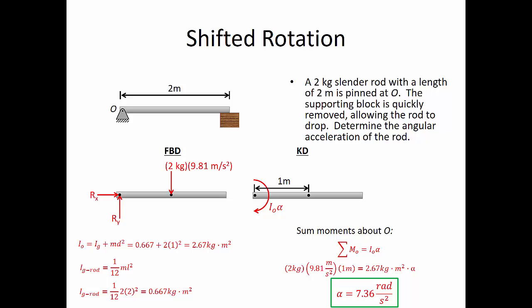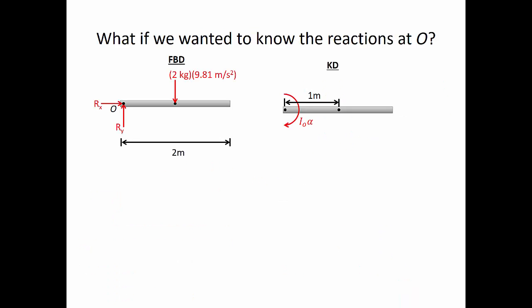We've looked at a problem where we dealt with shifted rotation, where we shifted our mass moment of inertia to solve for the angular acceleration of a rod that's pinned on one end. But what if we wanted to know what the reactions were at point O? Well, we have our free body and kinetic diagrams, but we may not be able to solve this problem for the reactions with what we have on the kinetic diagram shown.